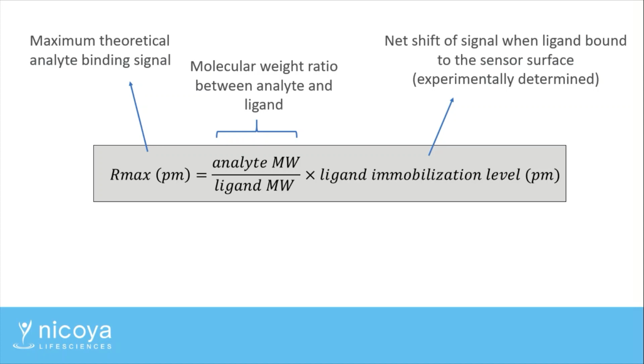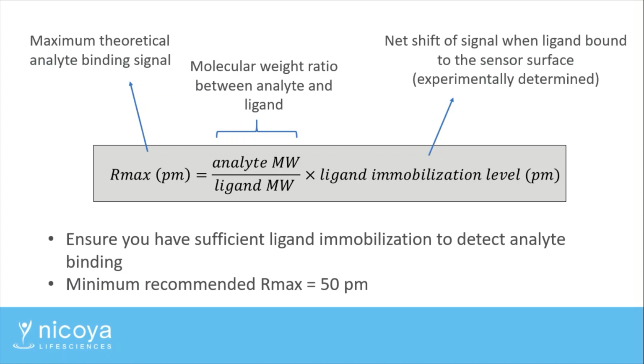And then we can relate the analyte binding signal intensity to the molecular weight ratio between the analyte and the ligand, as well as the ligand immobilization level. Now, this term, the ligand immobilization level, is determined experimentally by calculating the net shift in the response signal during our ligand immobilization step. And this is very well outlined in our sensor chip tech guide. Now, say for example, if the molecular weight of our analyte and ligand are about the same, this ratio will then be 1. And if we have 800 picometers of ligand immobilization, we should then expect our analyte binding signal to be at a maximum of 800 picometers.